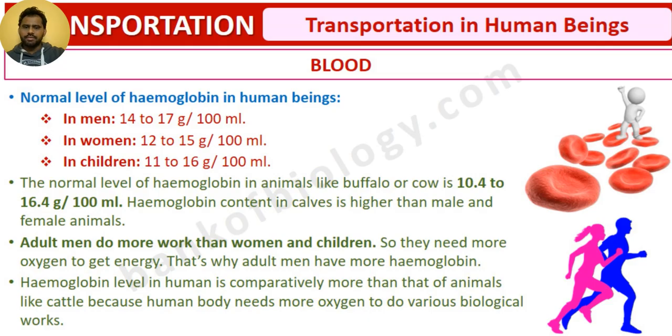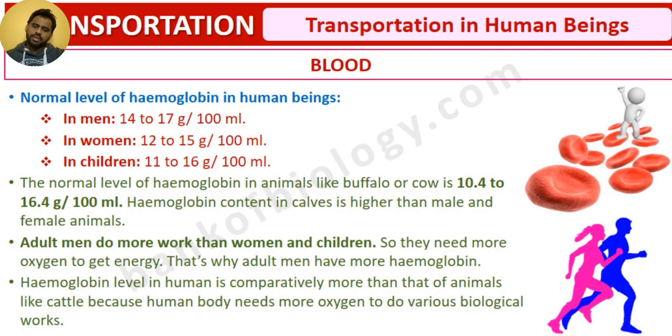Hemoglobin content in calves is higher than in male and female animals. Adult men do more work than women and children, so they need more oxygen to get energy. As adult men, we need more hemoglobin in our body. Since hemoglobin carries oxygen to different parts of our body, we require more hemoglobin, since an adult man is doing more work than a woman and children. That's why adult men have more hemoglobin.